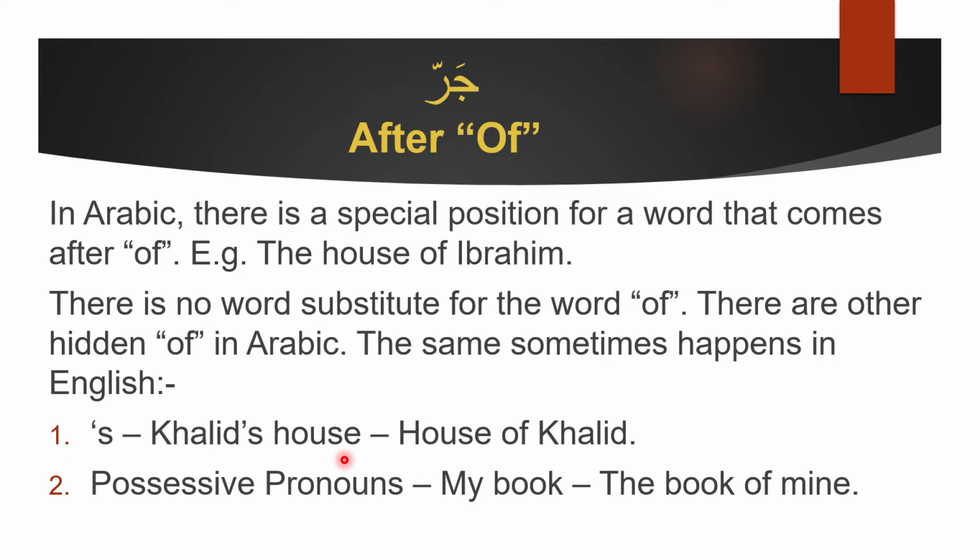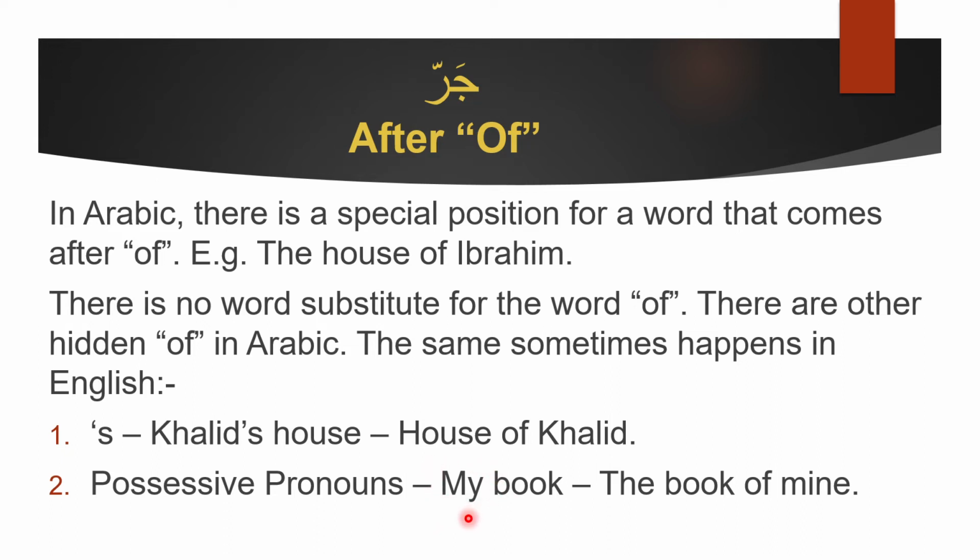So we learned that in case of the ownership or possessiveness, there is a special place for the word after of, which is jar. So if in this house of Khalid or Khalid's house, the first question should be there is an apostrophe s. This phrase can be rephrased. How will it be rephrased? It will be the house of Khalid, and in that case Khalid is in the place of jar. Khalid is jar, right? Similarly, in the second case, my book, book of mine. So my is actually in the jar form.